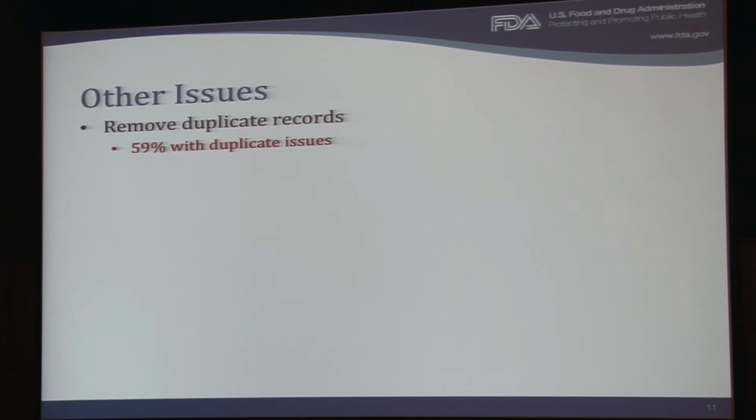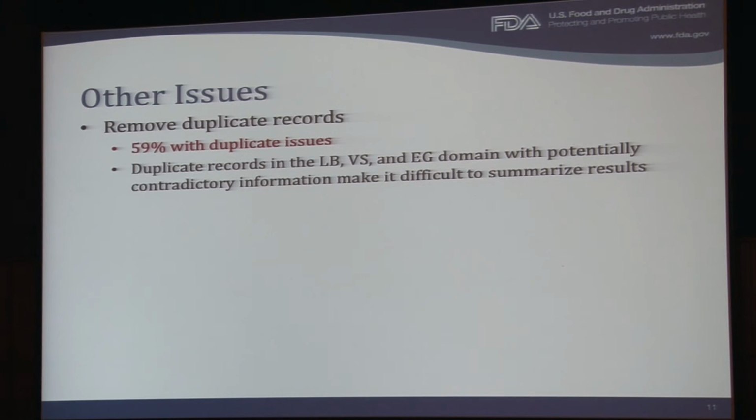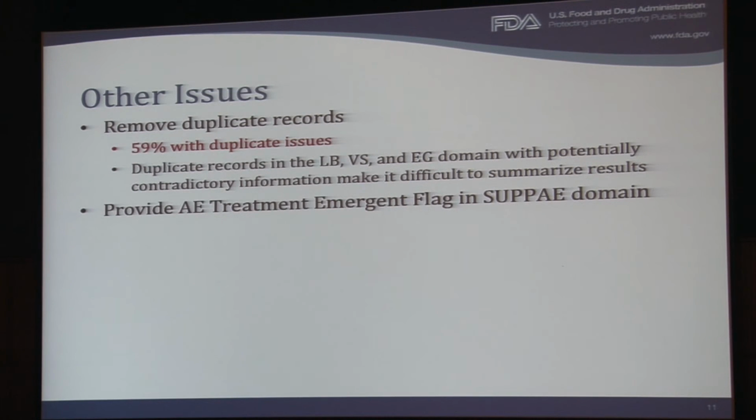So other impact issues. All duplicate records should be removed. We saw more than half of the applications had duplicate issues. And again, this is a conservative estimate; we don't have the bandwidth to look through every single lab test and assess whether or not there was a duplicate. But this is when there was an impact on the review. Duplicate records in the lab, vital sign, and EG domains with potentially contradictory information make it difficult to summarize results.